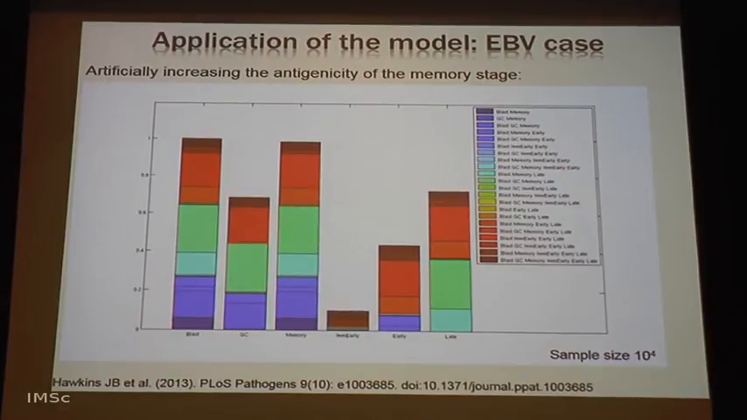So what we're trying to say here is that we believe, based on this analysis using mathematical modeling, that what is responsible for the stability is not the low antigenicity of the memory stage, but rather the structure of the cyclic infection. We think that the low antigenicity of the memory stage is just responsible for the kind of regulation profiles that you observe. But we think that the stability is more given by the cyclic structure of the infection.